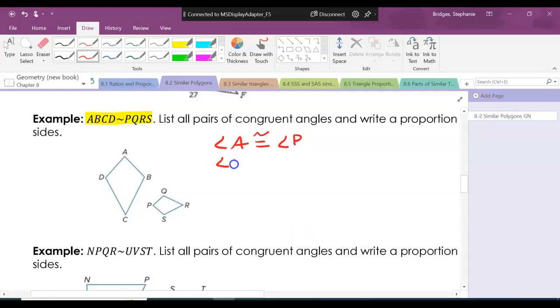What about angle B? What would that have to be congruent to? Angle Q, yep. What about angle C? Angle R, yep. And then angle D would have to be congruent to angle S. Okay, listed in the same position. That's how I'm telling this. My pictures are twisted and turned, so I can't tell just by looking at the pictures. I have to use my similarity statement to determine which ones are congruent.